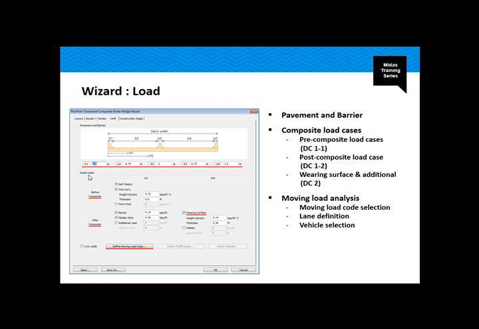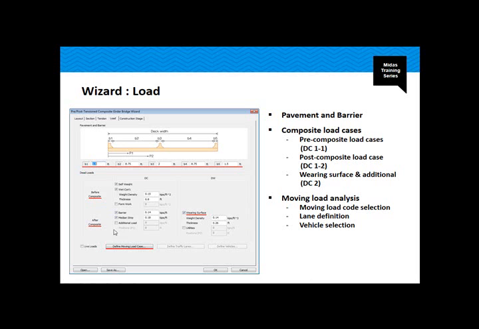Here you can define the DC and DW before composite and after composite. As you know, our codes require us to define or to check the deformations, whether it is the pre-composite or the composite section. So you can define the different loadings here, and then from there you can check the deformations of each one of the parts.